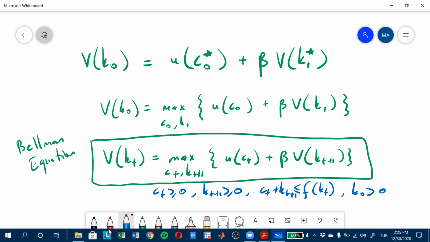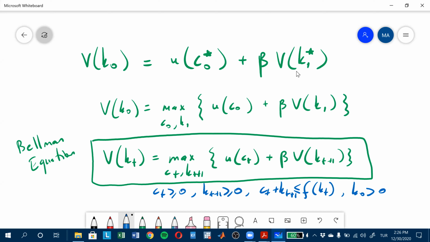Why? Because if I am choosing CT and KT plus 1 optimally to maximize this part, then this V function must be the same V function. These functions have to be the same, and I must be obeying the constraints with the same V function at the end, and I must be choosing CT optimally. But as you see, it is recursive, because I am not now looking for the entire sequence.